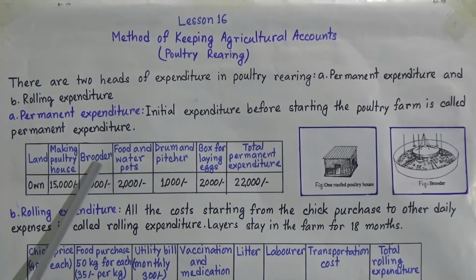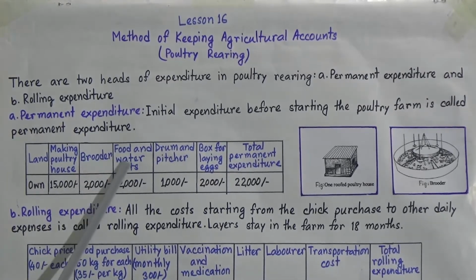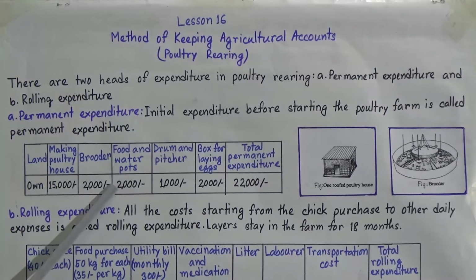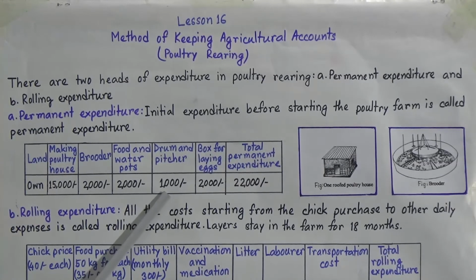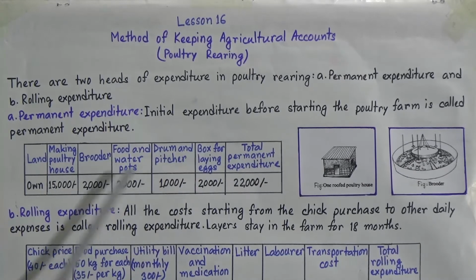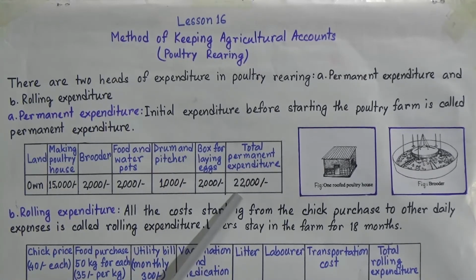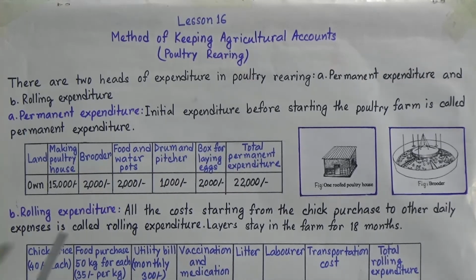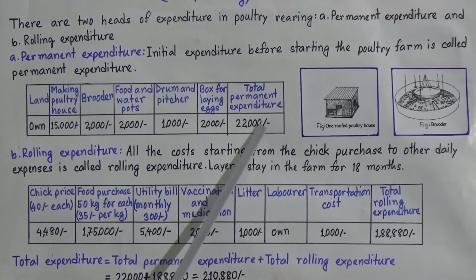Now for the brooder we need 2,000, and for food and water pots we need 2,000 again, and for drum and pitcher we will spend 1,000, and for the box for laying eggs 2,000. So in total we need 22,000 taka. So for permanent expenditure we need 22,000 taka.